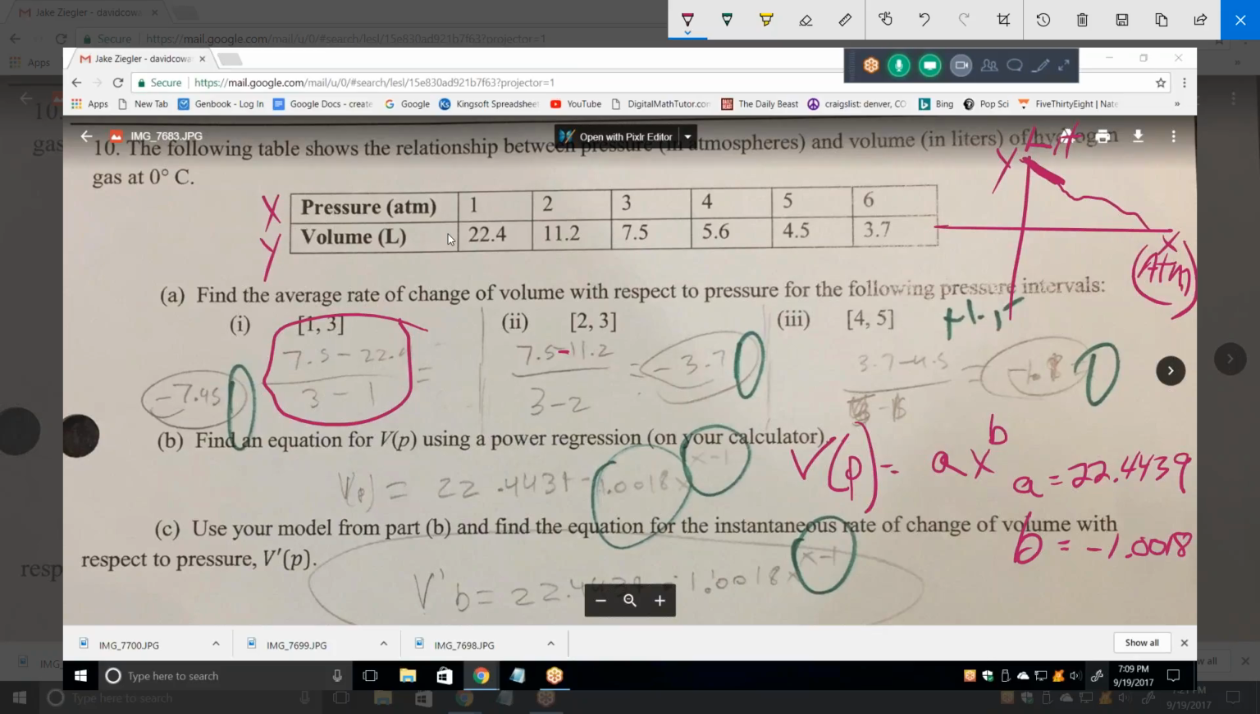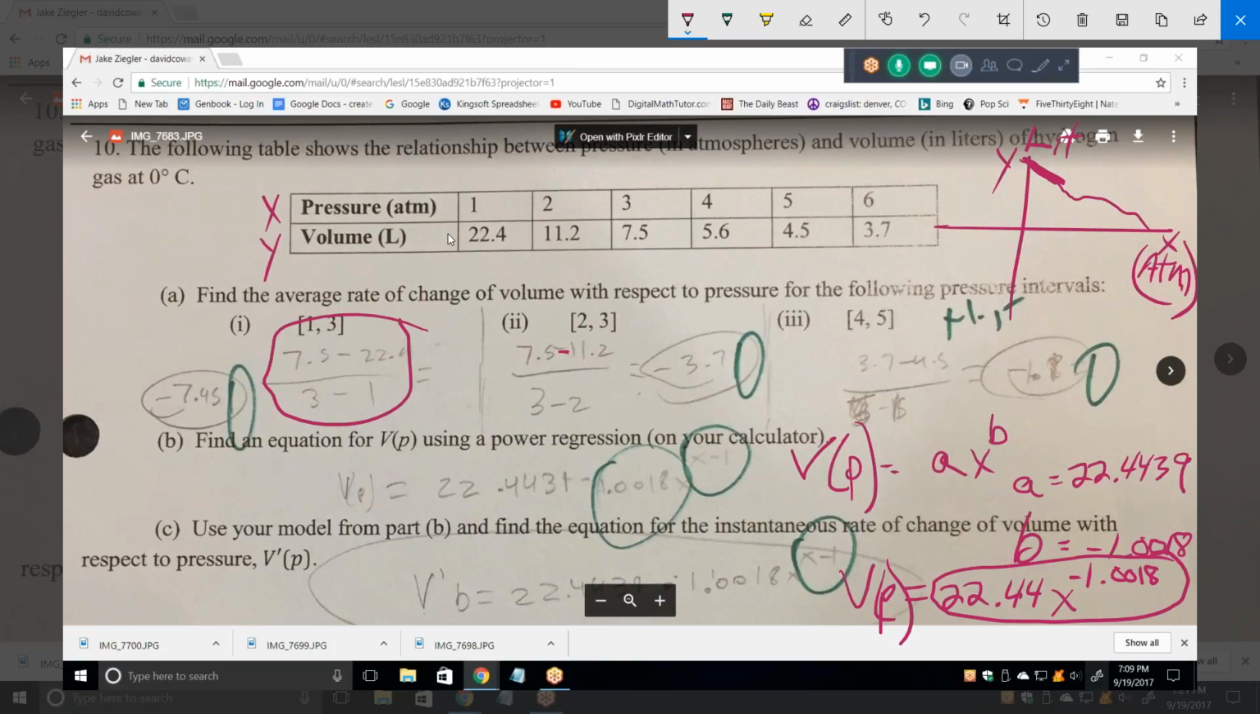Remember what the power thing is. It's A times X to the B. So this is going to be 22.44, I'm just going to round this off, times X to the minus 1.0018. I don't want to round that off. Okay? In other words, this is your answer down here at the bottom. Volume as a function of pressure using the power regression is this equation.